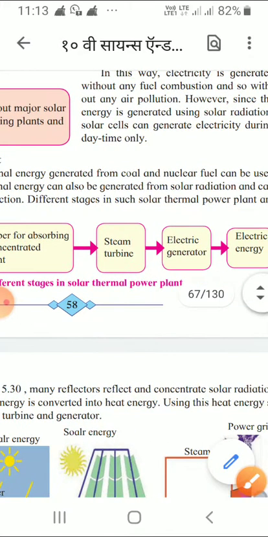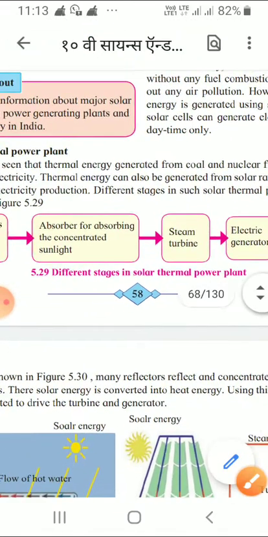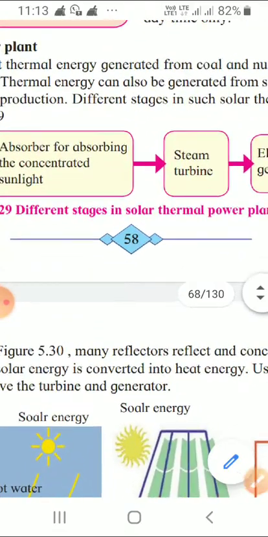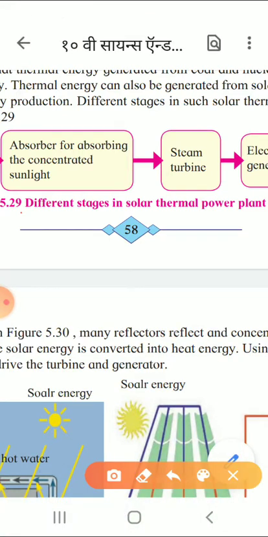Now let us see here. When they absorb the sunlight, then the water that is there gets heated and steam is formed. Then it moves to the steam turbine. Further that steam turbine moves to the electric generator, and ultimately electric energy is formed. So this way we can see, children, that different stages in the solar thermal power plant are there.